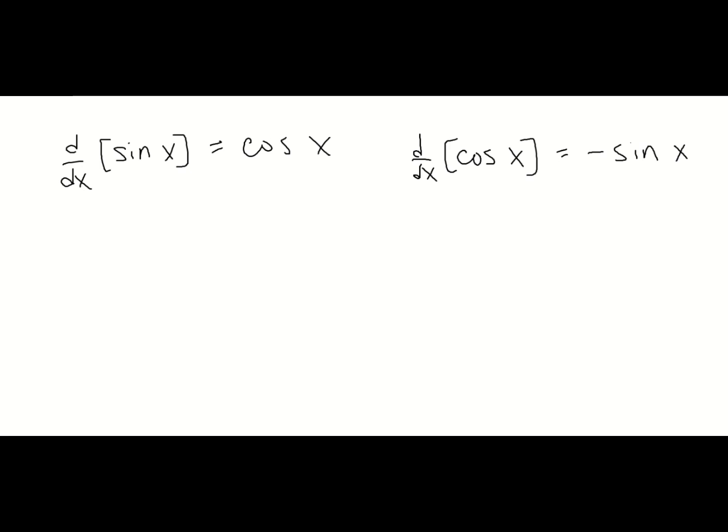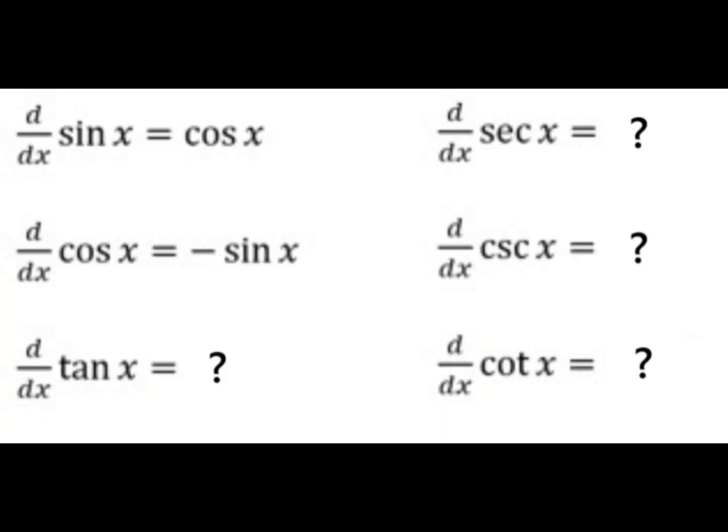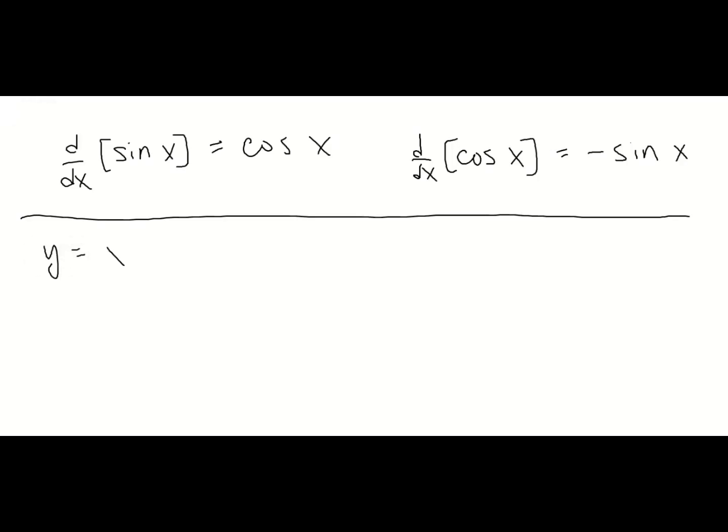And now that we know the derivatives of sine and cosine, we can use them to get the derivatives of the other trig functions. We'll see this in a later lesson after we learn a few more derivative rules. Now let's use what we learned to find the derivatives of some trig expressions. Find the derivative of y equals x plus cosine x. You want to differentiate term by term. The derivative of x is 1, and the derivative of cosine x is negative sine x.